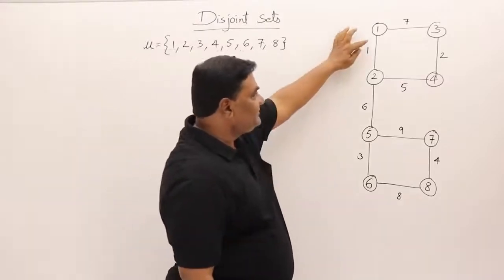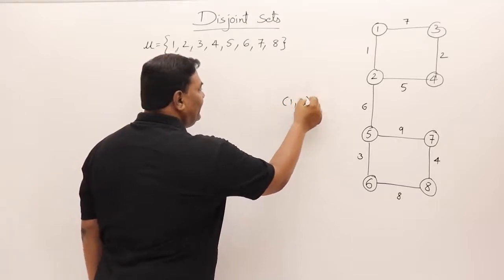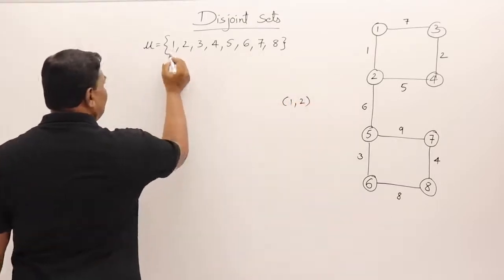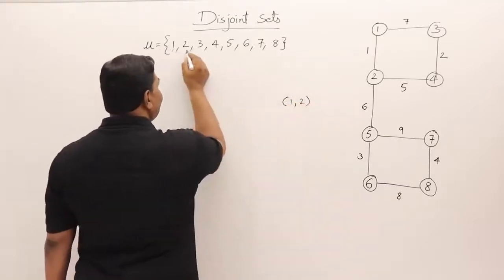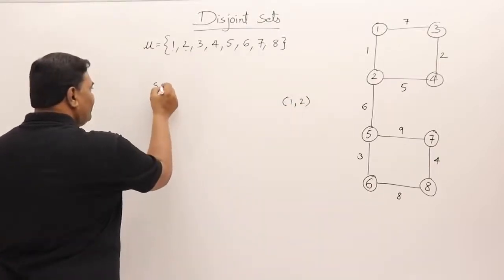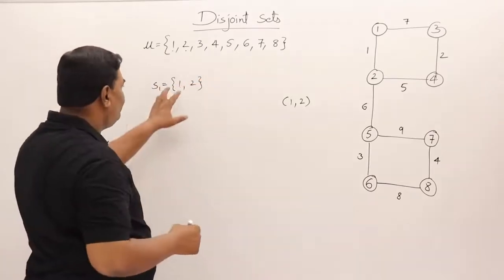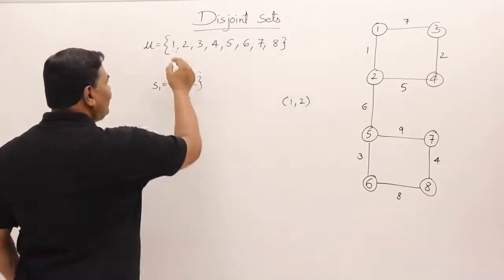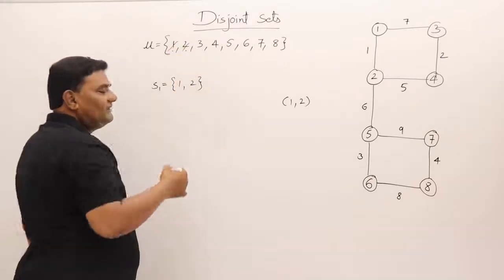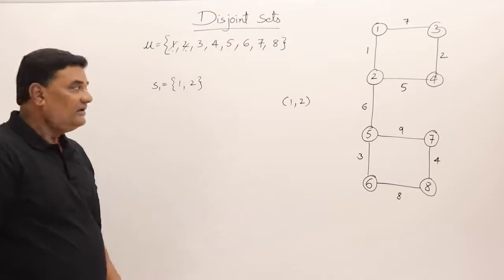The first edge is 1, 2. Find 1, it is here. And find 2, it is here. So they are actually in the universal set. So form a set for them, take 1 and 2. Perform union on 1 and 2. From the universal set they are removed and brought into set 1, S1.